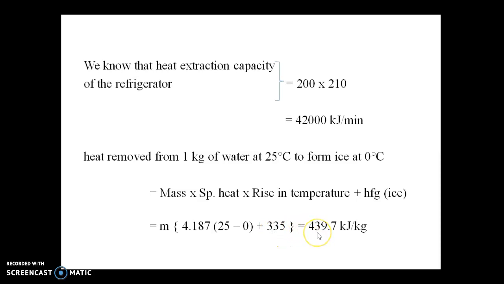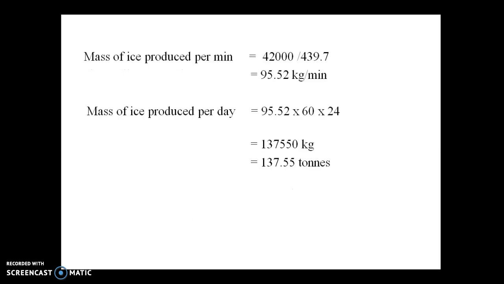So the value is 439.7 kilojoule per kilogram. This much amount of heat must be removed to convert m kilogram of water into ice. Mass of ice produced: in this data, we just equate the refrigeration capacity equal to the amount of heat that must be removed to convert water into ice. So we equate the two equations and calculate the mass of ice produced per minute.